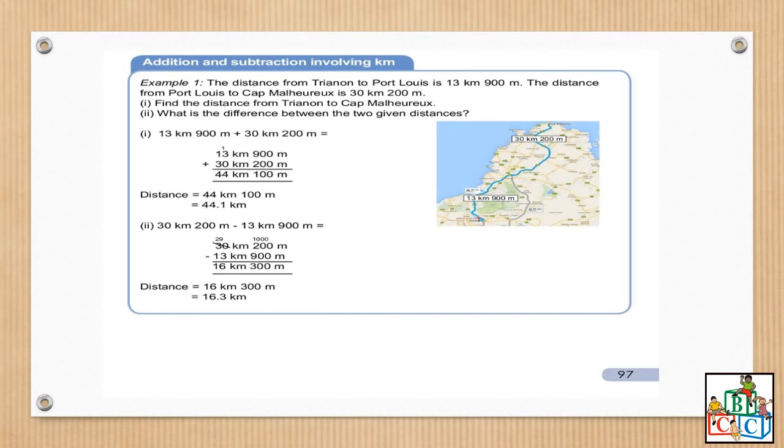Now you have to find the distance from Trianon to Cap Malheureux, which means you will have to add 13 kilometers 900 meters plus 30 kilometers 200 meters. When you add, as you can see in the figure in your book, page 97, the answer is 44 kilometers 100 meters, which means 44.1 kilometers.